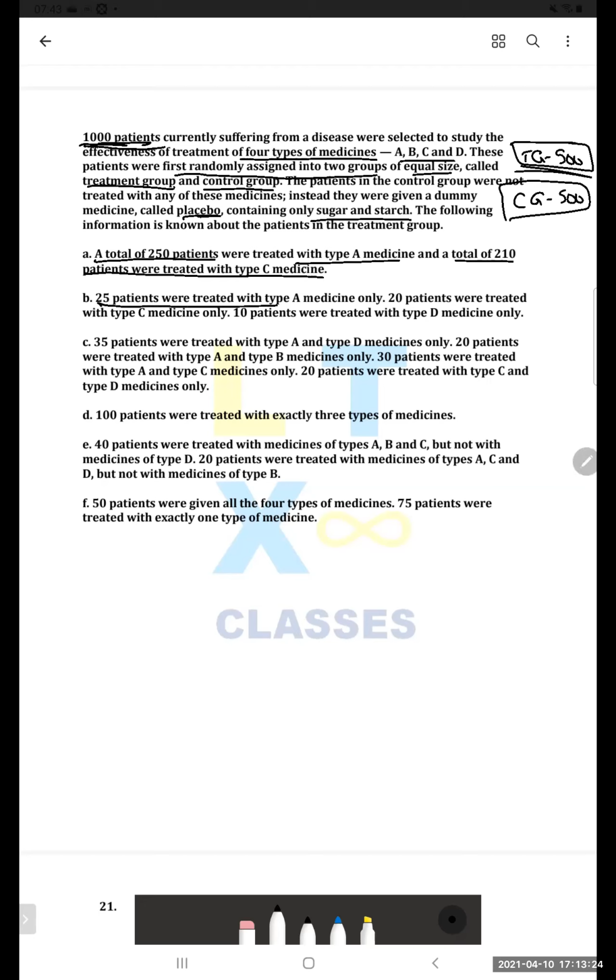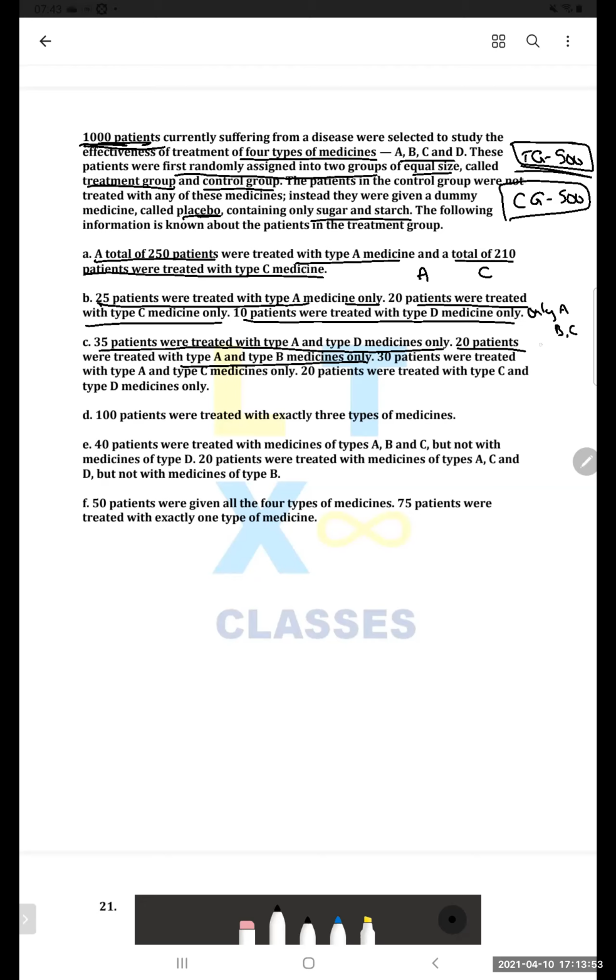25 patients were treated with type A medicine only, 20 patients were treated with type C medicine only, 10 patients were treated with type D medicine only. So first ఇక్కడ ఇచ్చింది ఏంటంటే మనకి total A medicine ఎంత మందికి ఇచ్చారు, total C medicine ఎంత మందికి ఇచ్చారని ఇచ్చాడు. ఇక్కడేమో only A, only B, only C ఎంత మందికి ఇచ్చారని ఉంది. Then 35 patients were treated with type A and D medicines only, 20 patients were treated with type A and B medicines only, 30 patients.